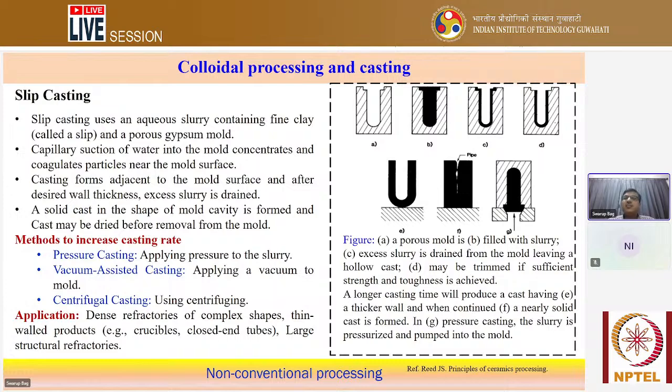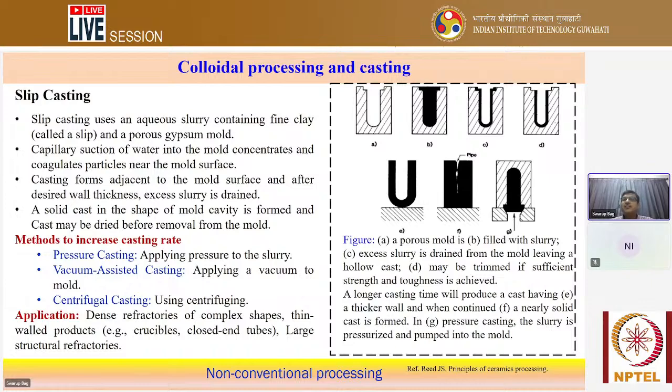So from the figure it is very clear that we fill the complete mold using this ceramic slurry. Then we allow some time. Over this time, the thickness will actually increase. Once a certain span of time has passed, we can take the excess slurry out from the mold, and you can observe there is a certain thickness deposited over the mold surface.